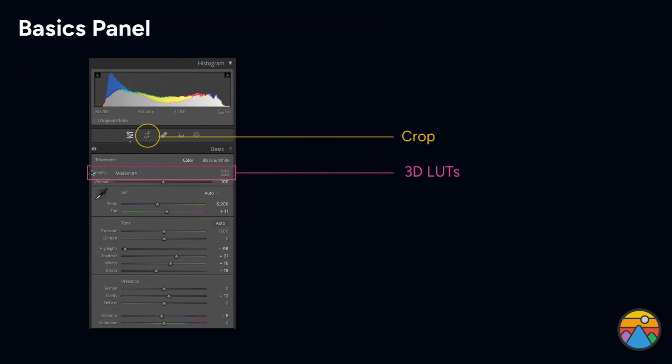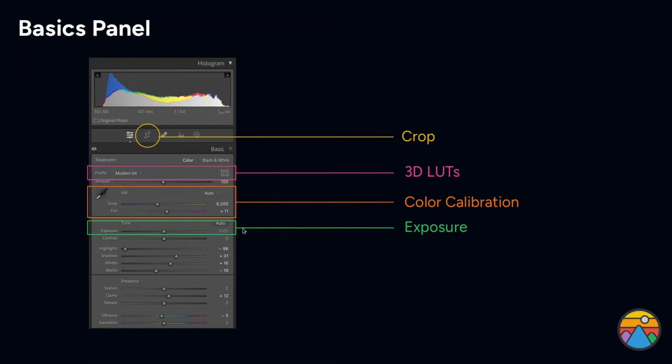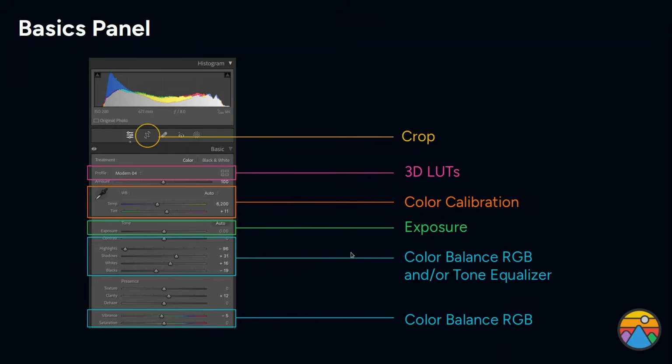So the module that we use for that in Darktable is handily called crop. And then we have what they call the profile in Lightroom, which is handled in Darktable with the 3D LUTs module. And then color calibration is what handles white balance. And then the exposure module handles exposure. And then contrast, there's a number of ways you can handle contrast in Darktable, and in general you use a couple of them in conjunction with each other.